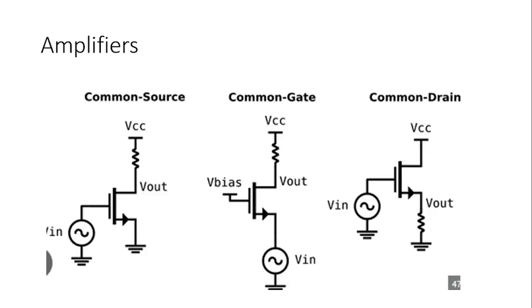Now let's go for the amplifiers. We had the different amplifiers: common source, common gate, and common drain. In the common source amplifier, the input voltage is applied at the gate, and the source is grounded. Vout is taken from the drain.